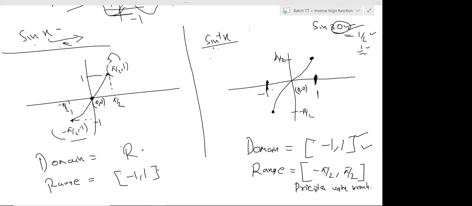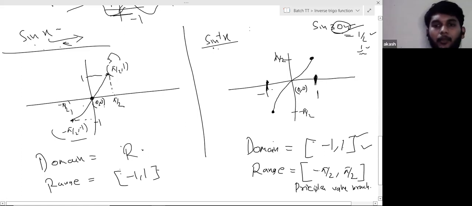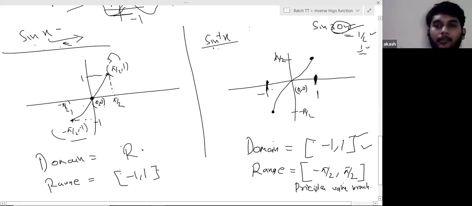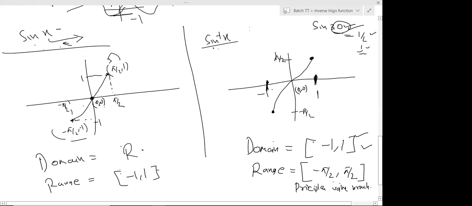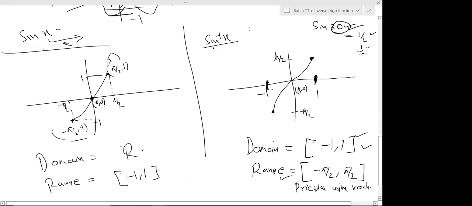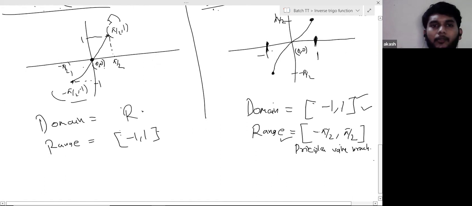Does this principal value branch include the domain and range, or just the range? Range. Because the domain is always -1 to 1, since sin x cannot go beyond 1. So the domain is always the same, but the range is changing. In competitive exams, they may change this range in questions, so you have to change accordingly. Because we saw the graphs, we can change. But in boards, this is the thing they always ask. Got it, sir.